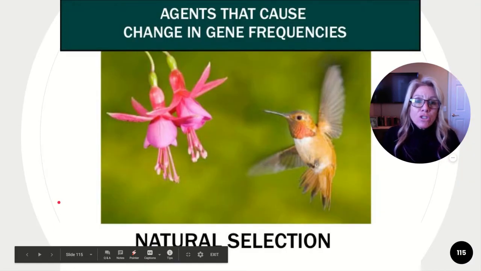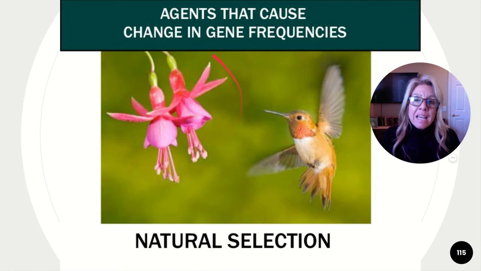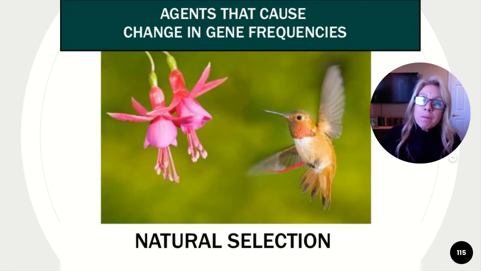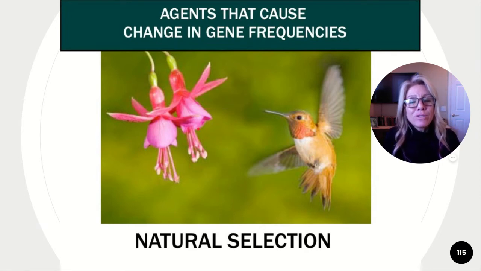And then the last one is selection. Okay, these flowers are more likely to get pollinated if they're prettier, if they're pollinated by an insect or an animal, if they smell better, that's going to draw them in. This hummingbird is more likely to be successful if it has a long beak because it's able to get at those nutrients.